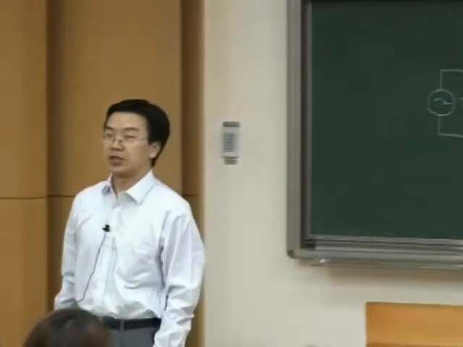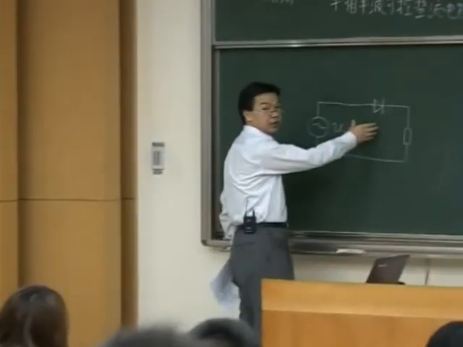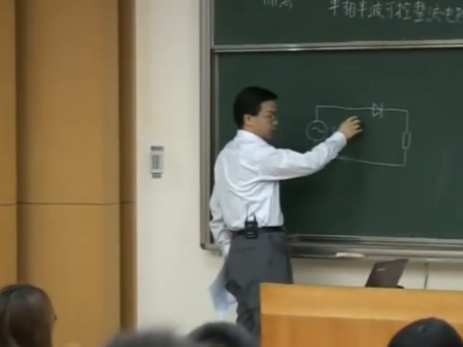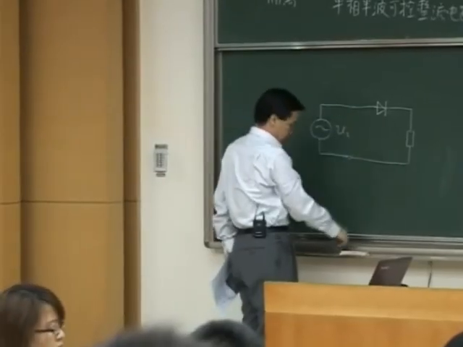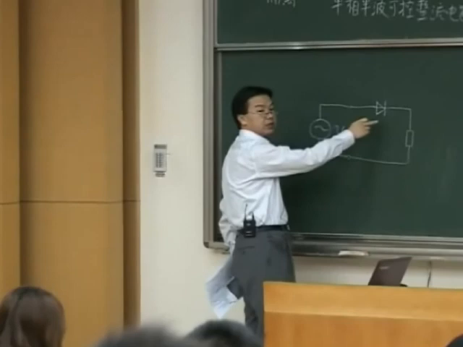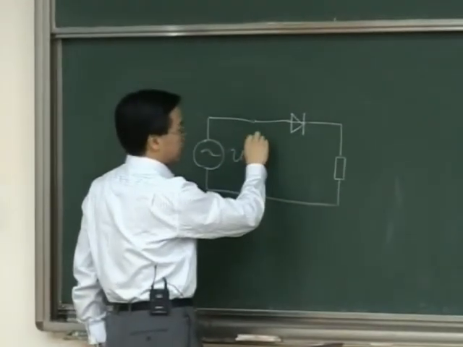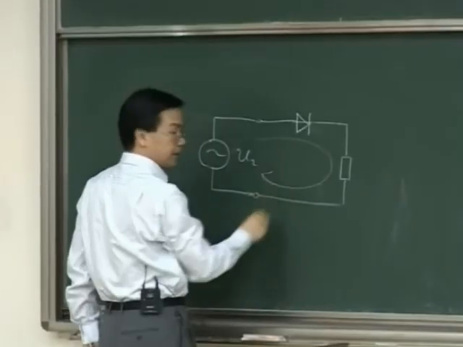How is this diode circuit working? Oh, that's very simple. You have a diode here. When the diode is subject to a positive voltage, then the equivalent resistance of the diode is nearly zero. Therefore, this voltage is applied to the load. Therefore, there is current flowing this way.